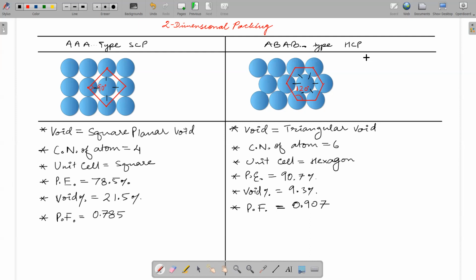So what's the full form of HCP? Hexagonal close packing. Okay. And this is square close packing.